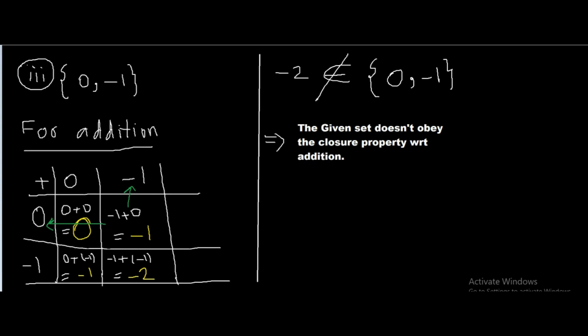Now we will proceed to the second thing, which is multiplication. We will be checking for multiplication as well. In order to check for multiplication, we have to give the heading for multiplication.